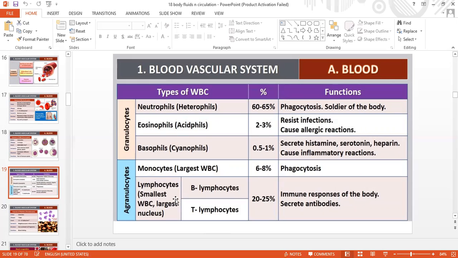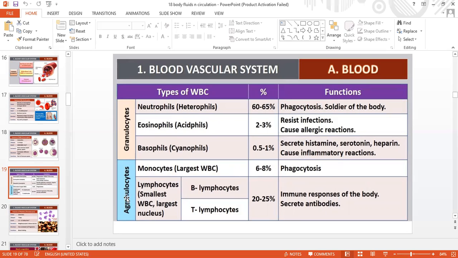Talking about the different types of WBC, as we just saw in the flowchart, they are of two types: granulocyte and agranulocyte. Granulocytes are of three types: neutrophil, eosinophil, and basophil. Neutrophil is 60 to 65%, and they are phagocytic in nature. They are also known as the soldiers of the body. Eosinophil is 2 to 3%, and they resist infection. They cause allergic reactions. Basophil is 0.5 to 1%. It secretes histamine, serotonin, heparin, and causes inflammatory reactions.